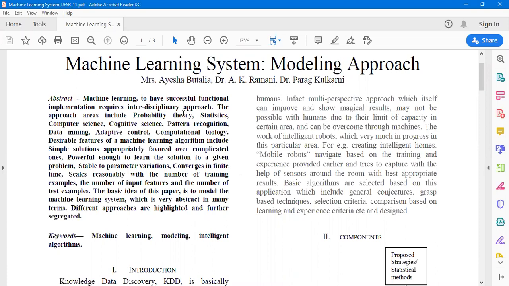Machine learning, to have a successful functional implementation, requires an interdisciplinary approach. This is because the expectations from intelligent systems are increasing day by day. What an intelligent system was supposed to do a decade ago is now expected from an ordinary system. Whether it's a washing machine or a healthcare system, we expect it to be more and more intelligent and to demonstrate that behavior while solving complex as well as day-to-day problems. The applications are not limited to a particular domain and are literally distributed across all domains.